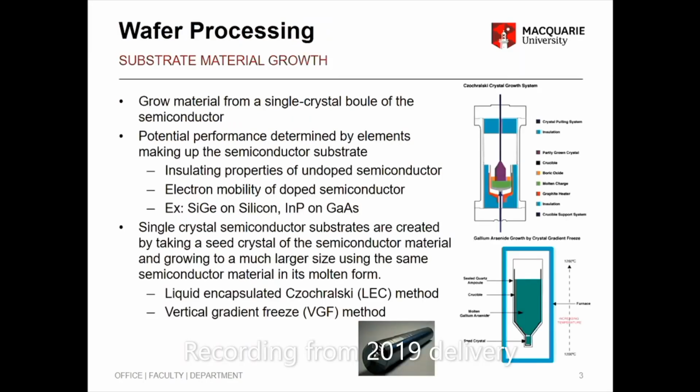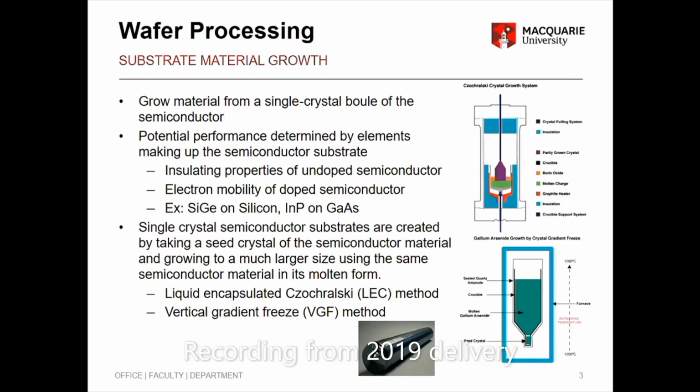So when you make, say in your case, GaAs wafer, there's a way that it is made, right? So what we are trying to do in the substrate material growth is we actually grow that wafer. It doesn't come as a wafer, it comes as an ingot, like this. We'll go into a bit more detail on that. So we have to grow the material from a single crystal boule of the semiconductor.